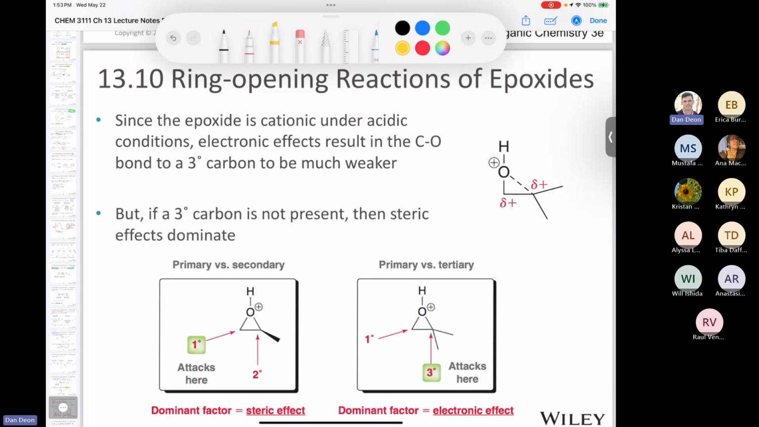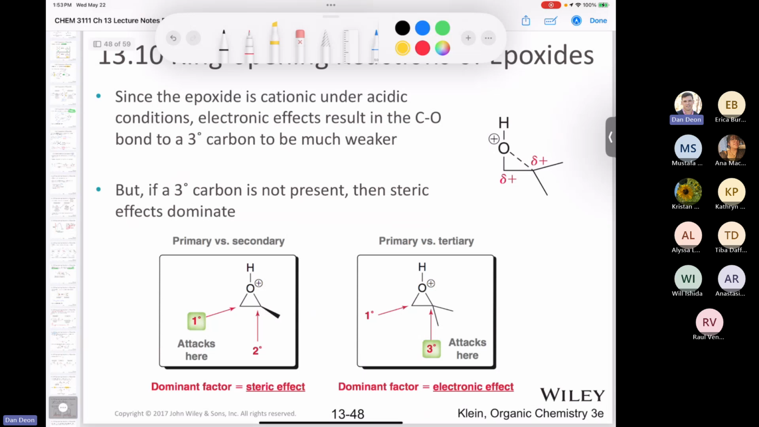Sterics refers to size, right? How big something is. So when it's primary versus secondary, yes, it is the steric factor that dominates. You go for the smaller side, the side that is less sterically hindered. However, when one of your sides is tertiary, it's an electronic effect that dominates. So if you're like, what's electronic? It means positive or negative.